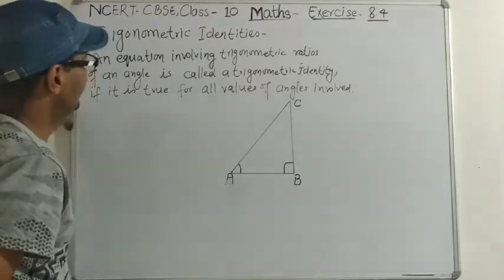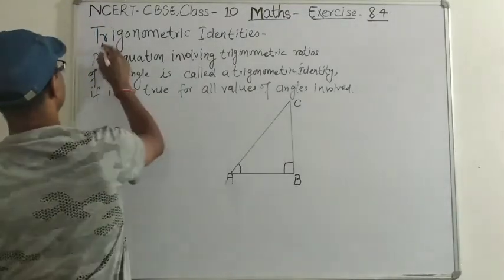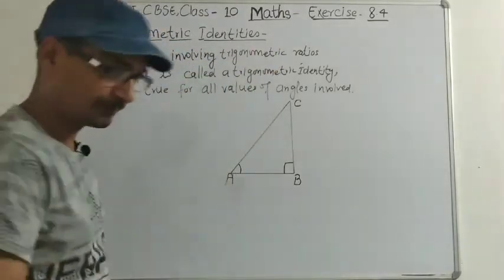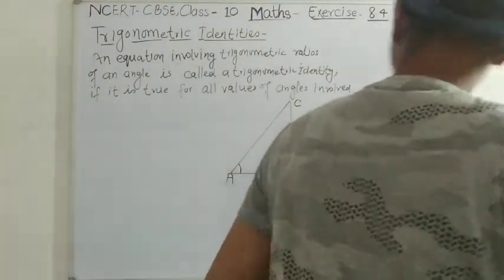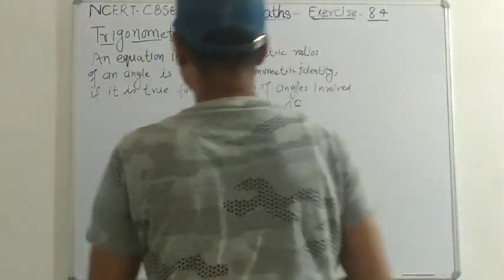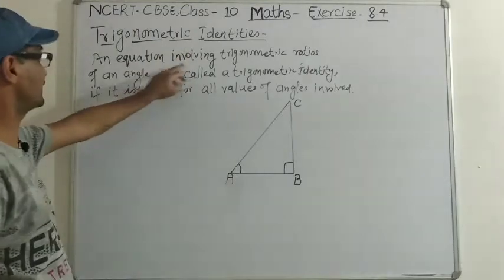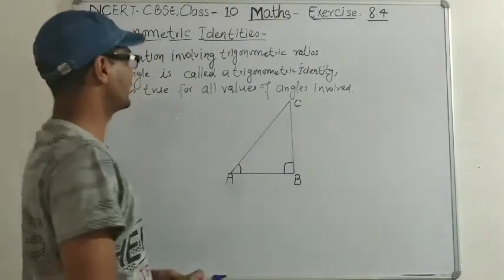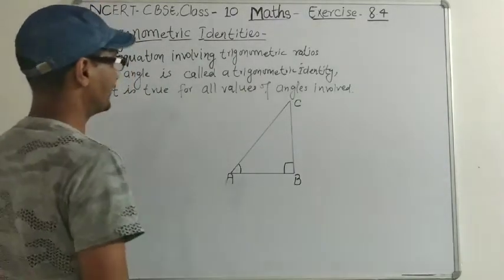We are going to study exercise 8.4, trigonometric identities. So what are identities? An equation is called an identity when it is true for all the values. But what are trigonometric identities? An equation involving trigonometric ratios of an angle is called a trigonometric identity if it is true for all the values of angles involved.